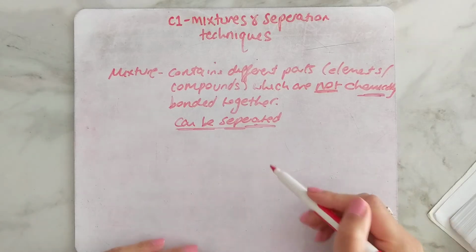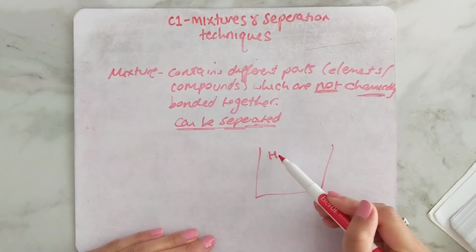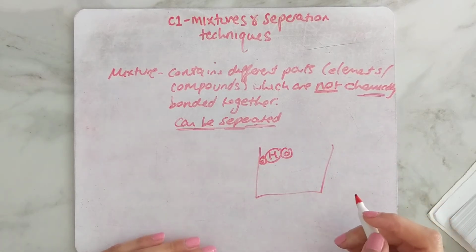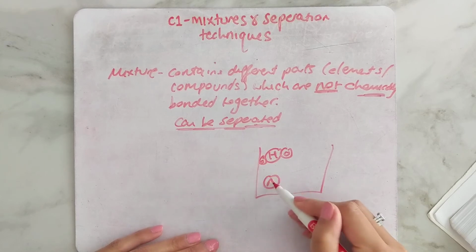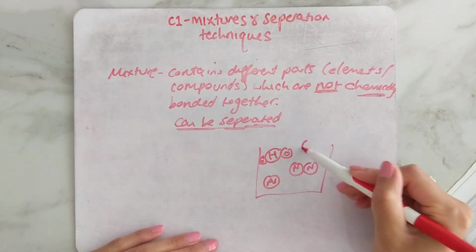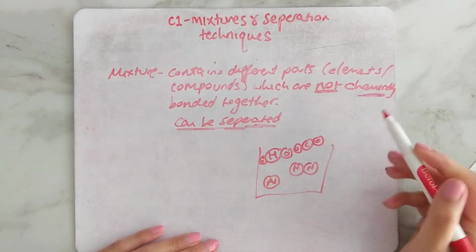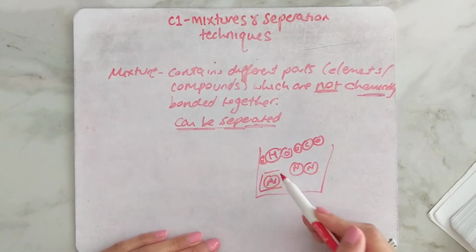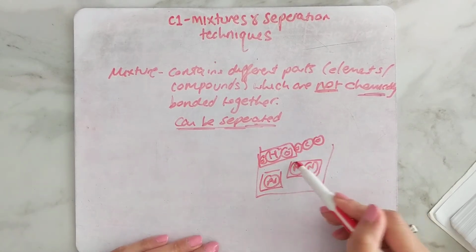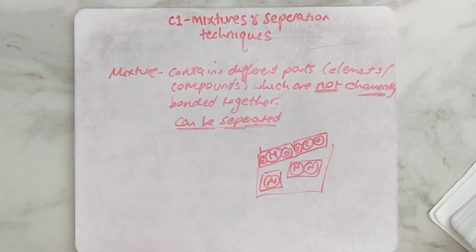So for example, in a beaker, I might have H2O, I might have, I don't know, I'm just going to throw a few things in there. Argon, I might have nitrogen, I might have CO2, like that. All of these elements and compounds are not chemically bonded to each other. They can be separated out, and that's why they are a mixture.